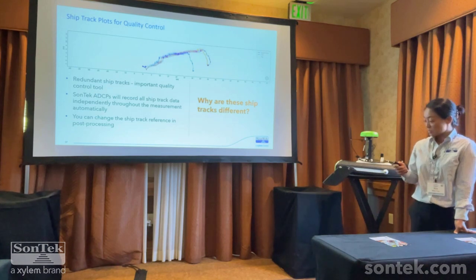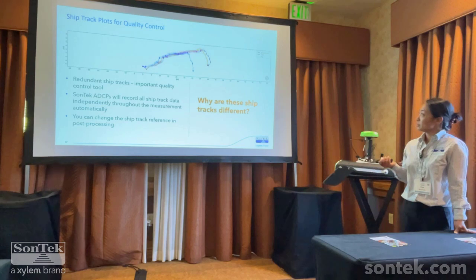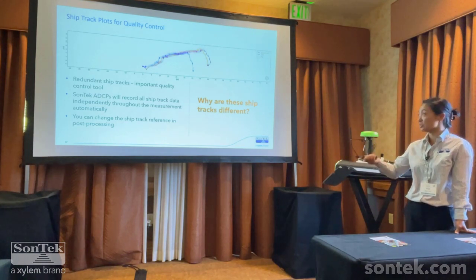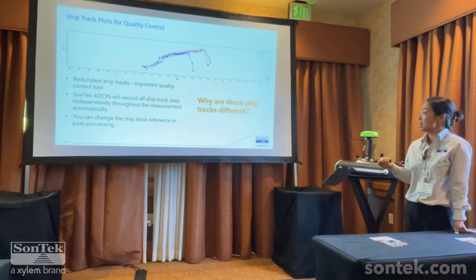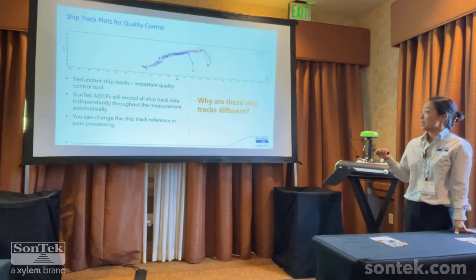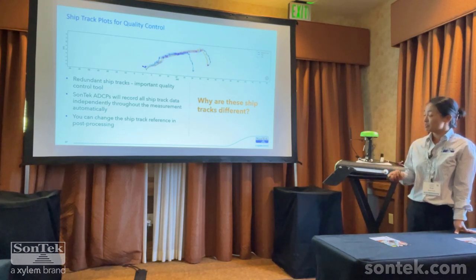All right. So this is an example of one measurement. And when I mentioned ship tracks, when you have GPS as a redundant option, you can actually use that for quality control. So the SonTek ADCPs will record all that ship track data during the measurement. And this is going to be independent and automatic. So you can actually change that ship track reference in post-processing if you need to.